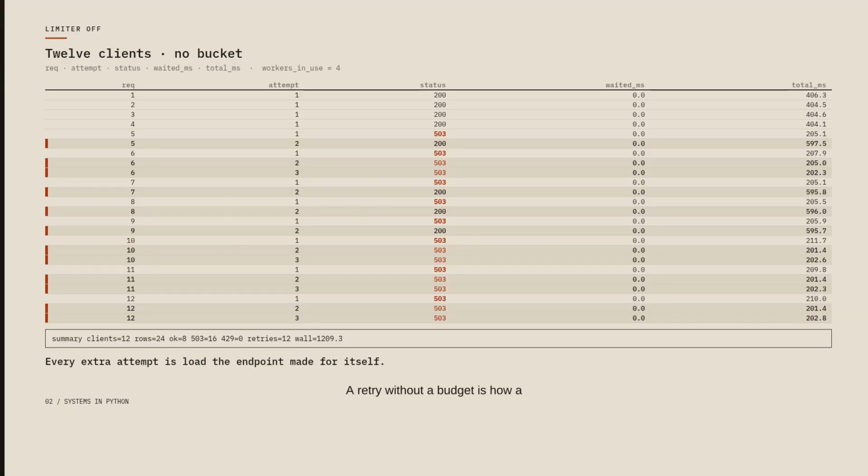A retry without a budget is how a 503 becomes 12 503s. Each timeout looks like a new client. The box cannot tell a first try from a third try unless the client carries a budget. 3 attempts is the budget on this stampede. After that, the client stops. Without that stop, the table never ends.